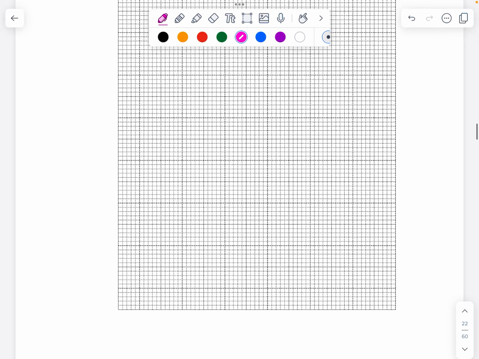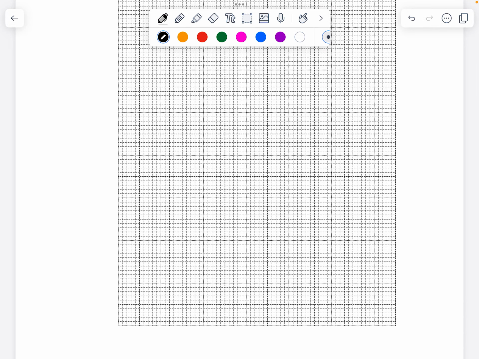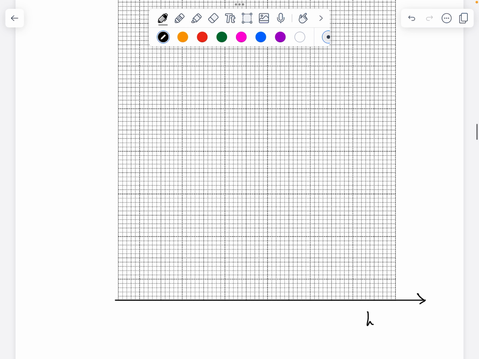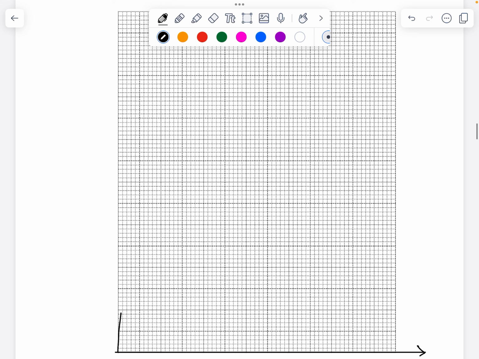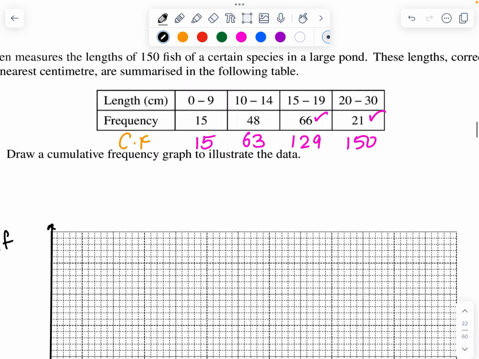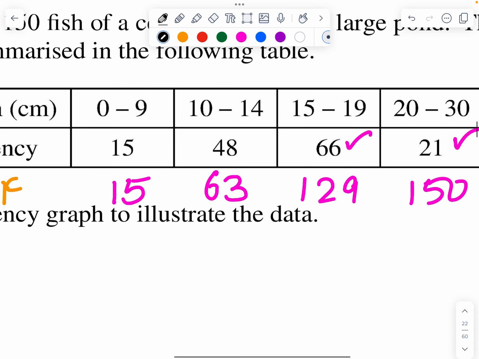Then what should I do? On the x-axis I have to draw the length in centimeters. Then on the y-axis should be the cumulative frequency. And we know that is it continuous? It is not continuous. So first we have to make it continuous.